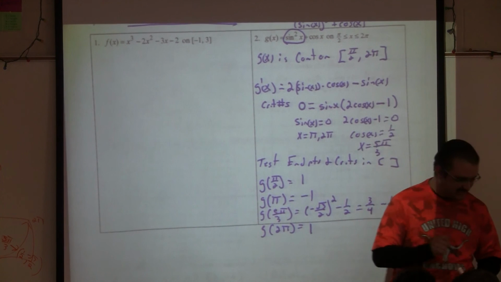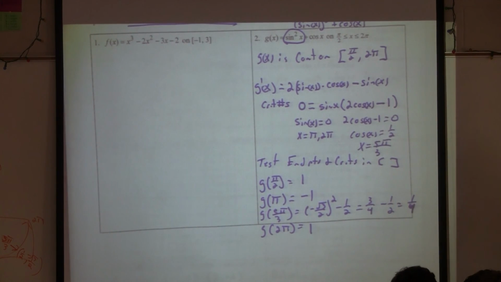What are my extreme values here? Your absolute. I got the original one. What is it? Yeah, that's the original. Yes, you test them in the original function. And how did we get minus half cosine of 5 pi over 3?